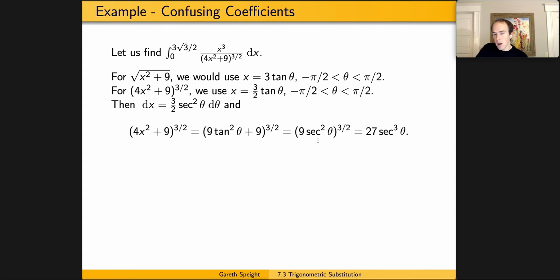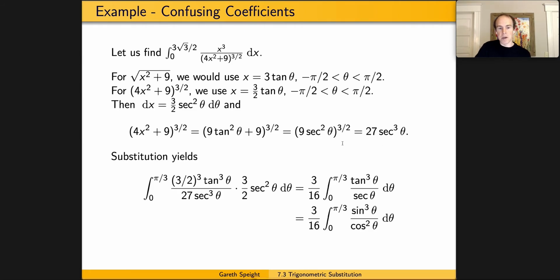So if we want to raise something to the power 3 over 2, we can do 9 to the 3 over 2 times secant squared to the power 3 over 2. Let's do this. We just have to do the square root first and then cube it. So if we do the square root of 9, we get 3. We cube it, we get 27. If we do the square root of secant squared, we get secant. Then we cube it, we have secant cubed. So now we managed to write this complicated term just in terms of theta.